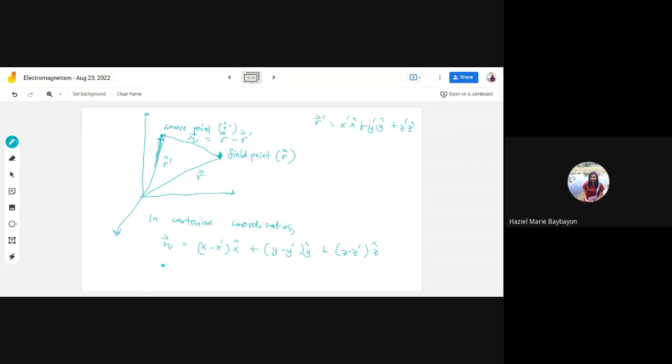How about its magnitude? Its magnitude is equal to the square root of the sum of the squares: the square root of (X minus X prime) squared plus (Y minus Y prime) squared plus (Z minus Z prime) squared. And then for R hat, you just divide the vector by its magnitude.